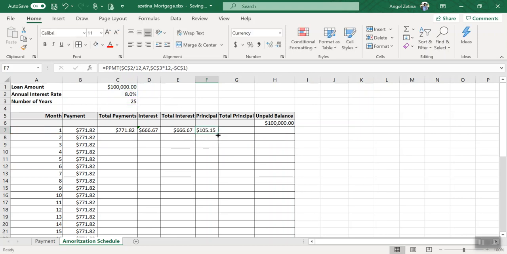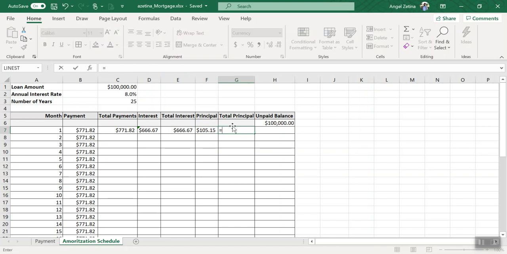It equals. So, out of the $771.82, the bank is charging me $666.67 interest, with a principal repaying the loan that I borrowed of $105.15. Okay, the total principal will be how much would you have paid total by that particular period.